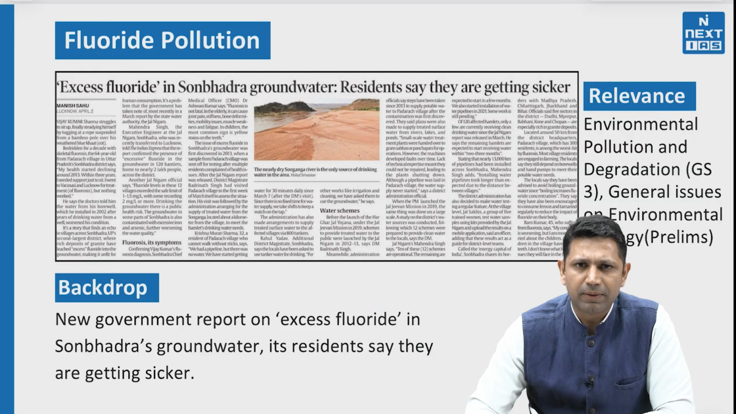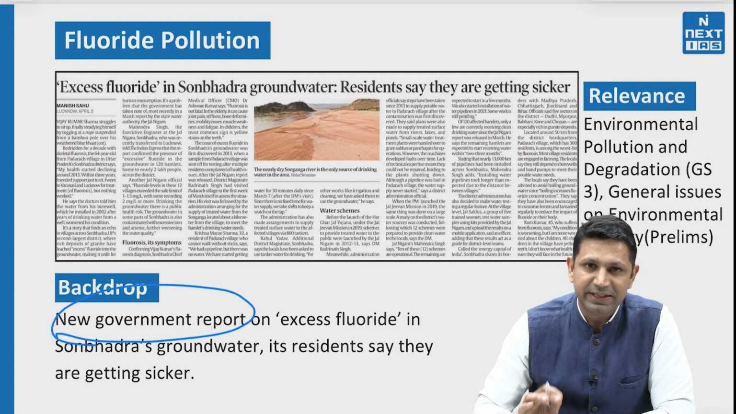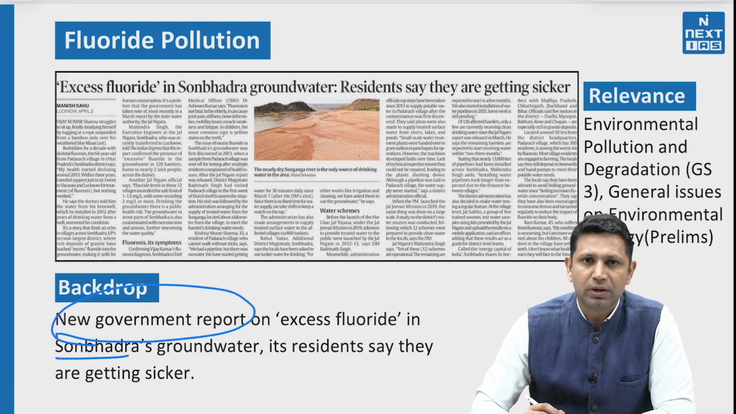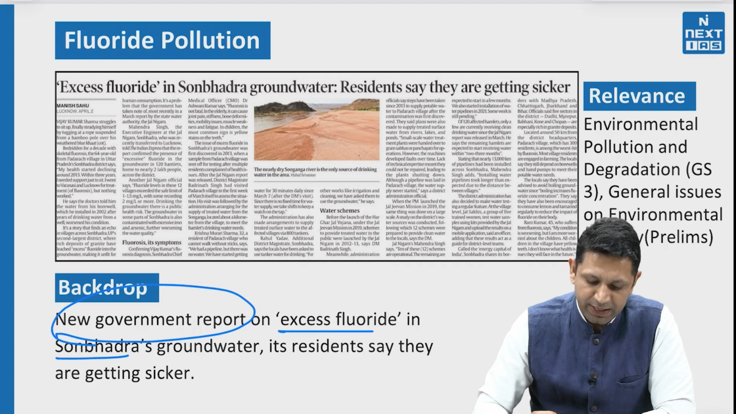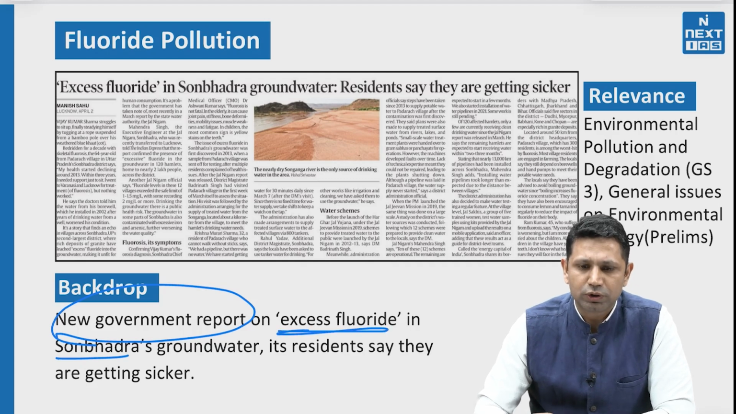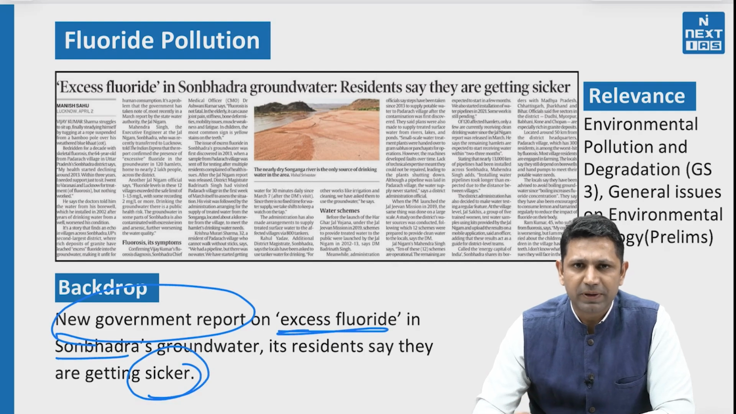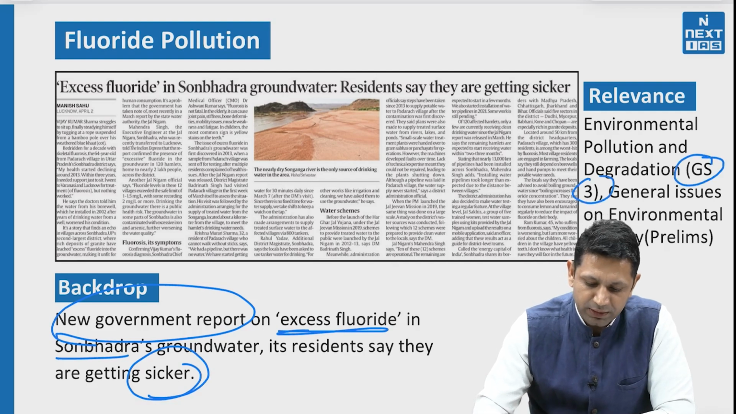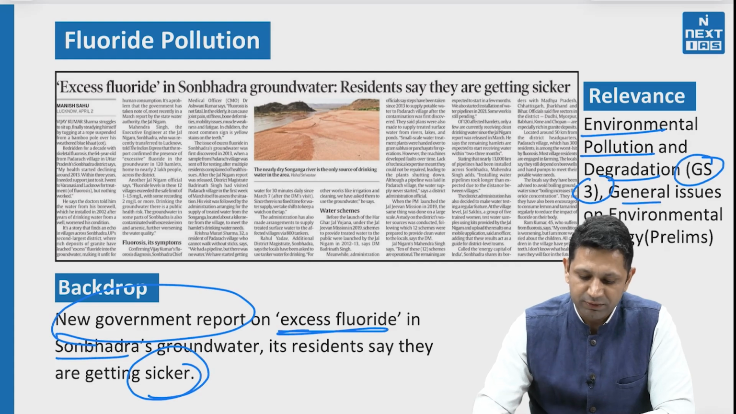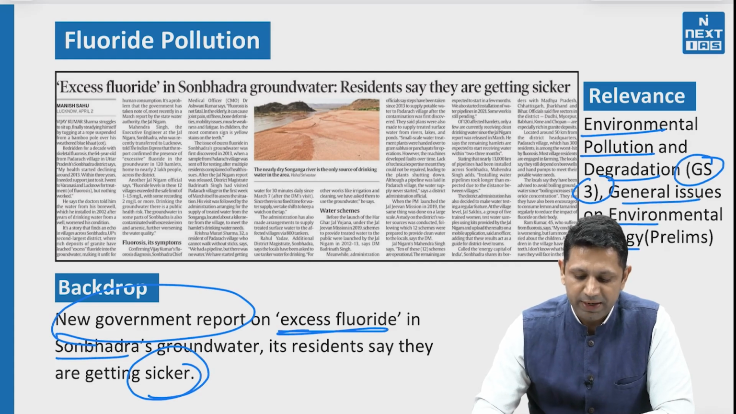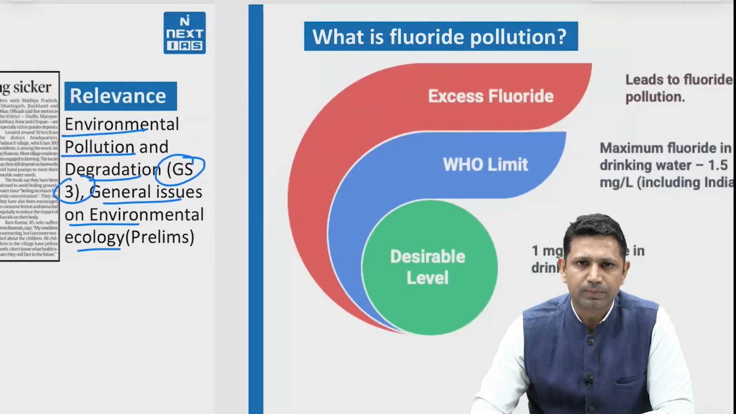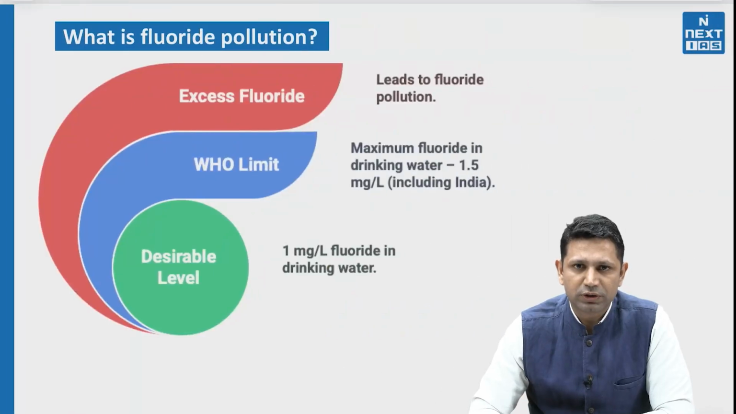Now, the next topic is about fluoride pollution. It is in the backdrop that a new government report has stated that in Sonbhadra district of Uttar Pradesh, there has been excess fluoride. Also, the residents have reported that they are getting sicker. Now, this topic is relevant from GS paper 3 in the section Environment, Pollution and Degradation. Also, it is relevant from the general issues on environmental ecology from the prelims point of view. Let's see about fluoride pollution.